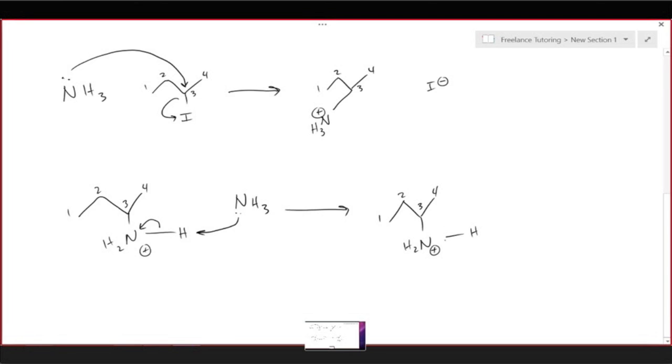Okay. So here, looks like this is going to combine, form a positive charge. That bond will break and it will gain a lone pair and lose its positive charge. Yes, I'm done.